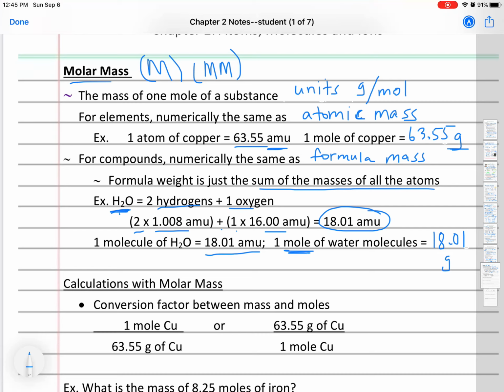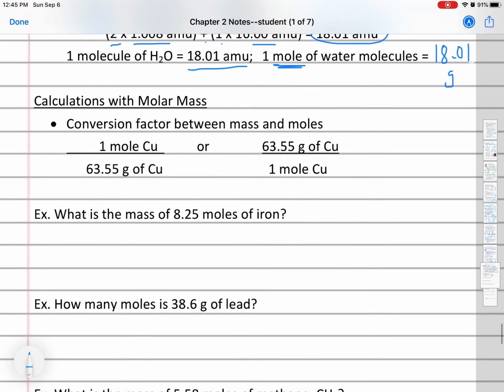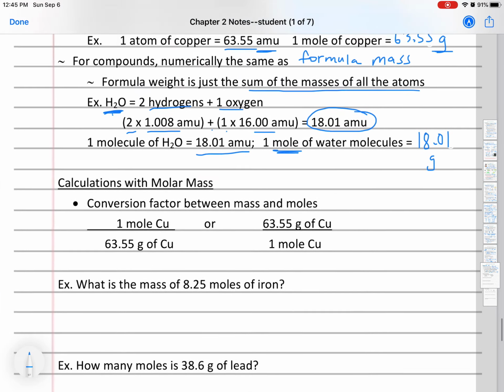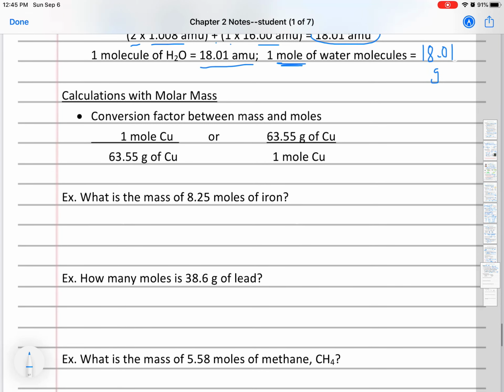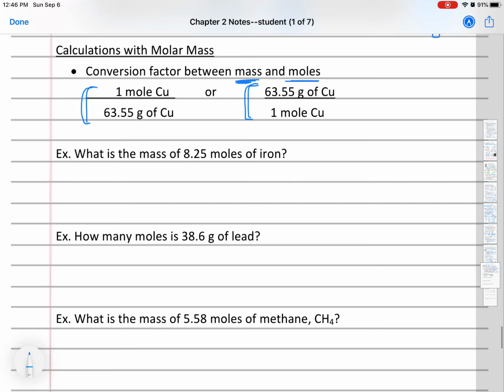Okay, so molar mass is pretty easy to calculate, but it's also really useful because molar mass is, of course, in grams per mole. And so, for example, we can convert those equivalencies into conversion factors. So for copper, we said it's 63.55 grams in 1 mole of copper, or we can reverse that. So we can use it in calculations to convert between mass and moles of something.